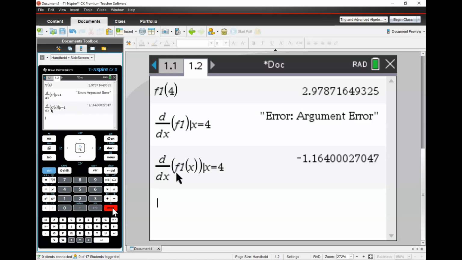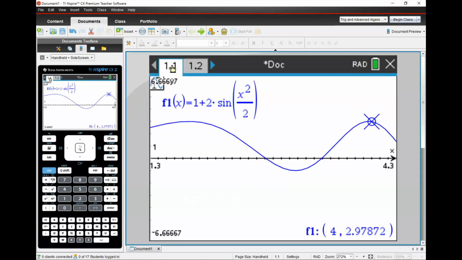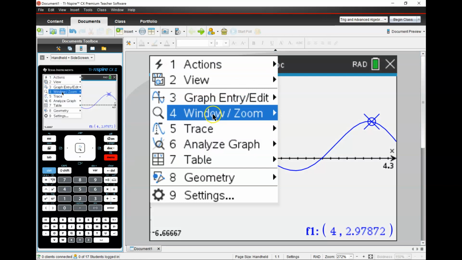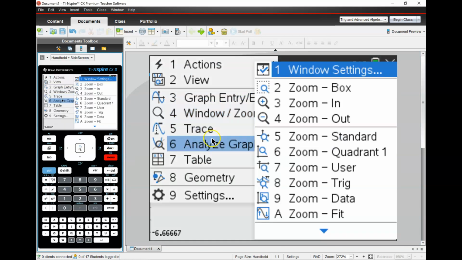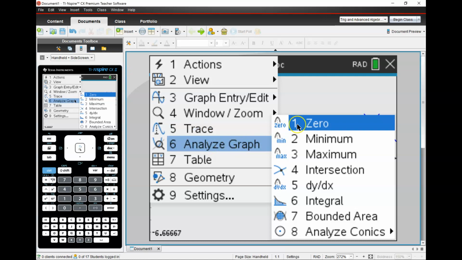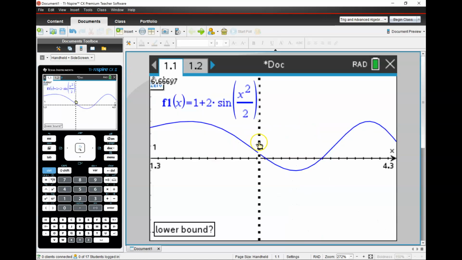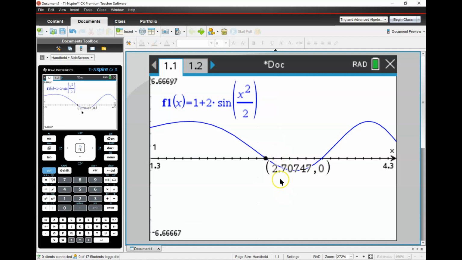Okay? And that's what we have. Now for part B, it's asking to find all times from 0 to 3 where the particle changes direction. Well, first we have to see where v is equal to 0. And so here, from 0 to 3, I go to menu, analyze graph, zero. Okay, so here, that's one point between 0 and 3 where v is equal to 0.